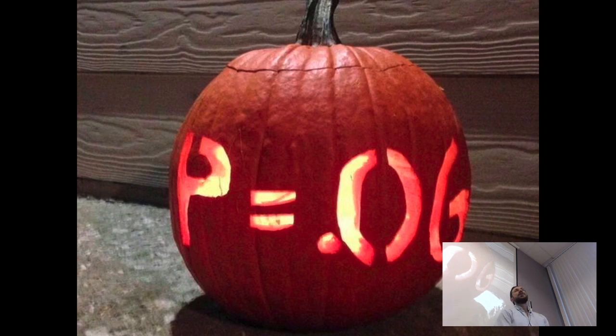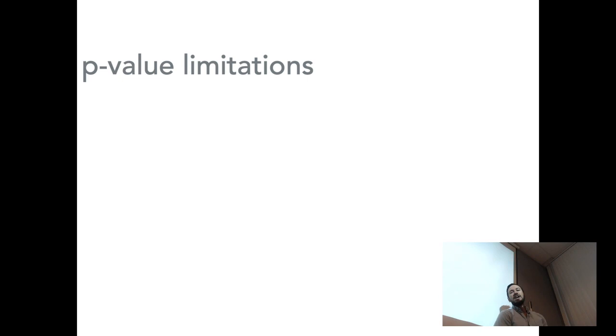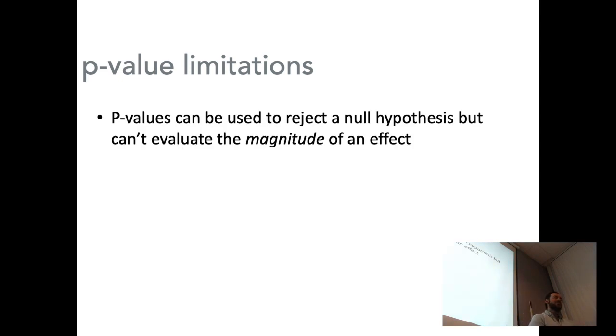P-values are great for what they're designed to do, but they also have a number of limitations. They can be used to reject a null hypothesis, which is their main purpose, but you can't actually assess the magnitude of an effect when you get a p-value. A lot of people, when they see a small p-value, assume the effect was really significant or really large. Or they'll get a p-value of like 0.9 and say it was extremely null. But it doesn't work like that. It doesn't give you a measure of magnitude. It's only used as a way to reject a null hypothesis.